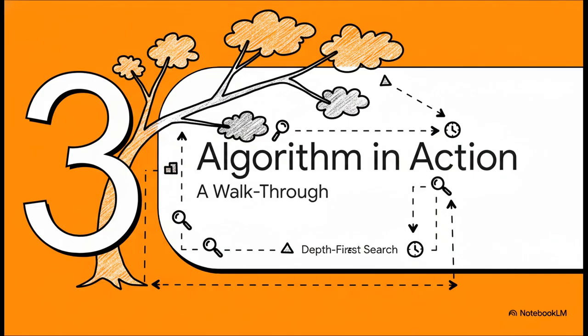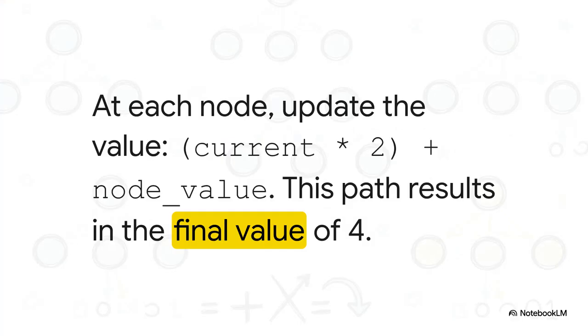Okay, theory is great, but let's actually see this thing in action. We're going to walk through an example tree step by step using a depth-first search. That just means we're going to go as deep as we can down one branch before we backtrack and try another one. All right, here we go.